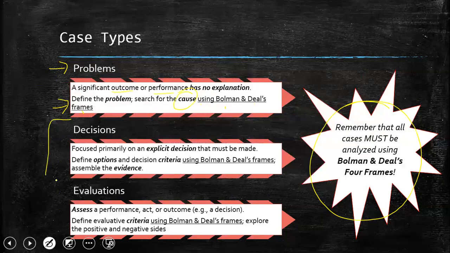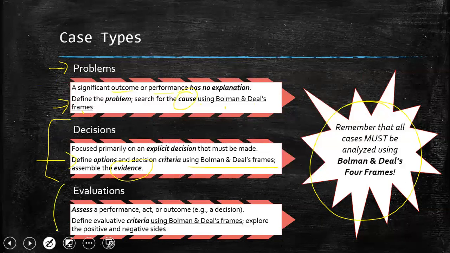The next kind of case type is decision, focused primarily on an explicit decision that must be made. So as people who are often put in leadership situations, part of being in those kinds of situations or assuming the responsibility of those roles is making some sort of explicit decision that will usually lead to some sort of action and possibly consequence. Hopefully it's a good consequence. So you have to think about what are the explicit decisions that must be made or could be made. And what are some of the options and the criteria for coming to those recommended actions that you can find based on the evidence using Bolman and Deal's 4 frames?